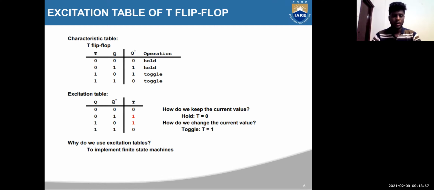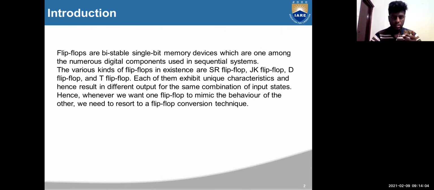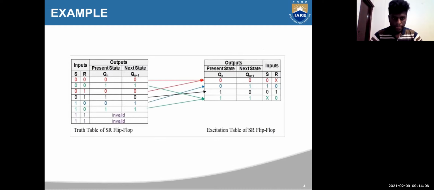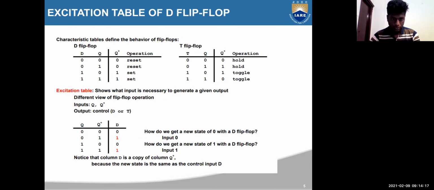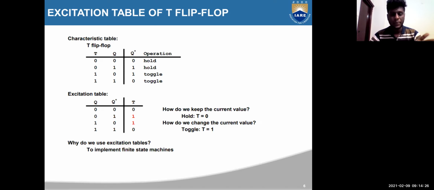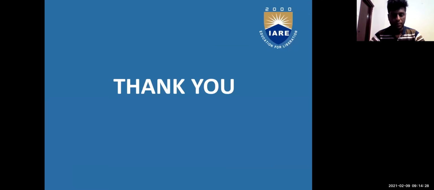So here we use excitation tables to implement finite state machines. This is the excitation table for the SR flip-flop. We use minimized inputs to get the same values of outputs, which means it shows what inputs are necessary to generate a given output. And here it represents the excitation table for the D flip-flop, and this represents the excitation table for the T flip-flop. Thank you.